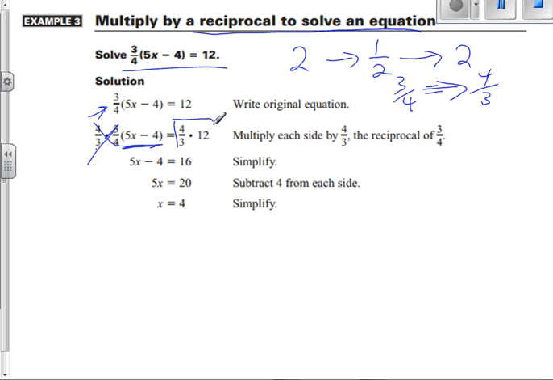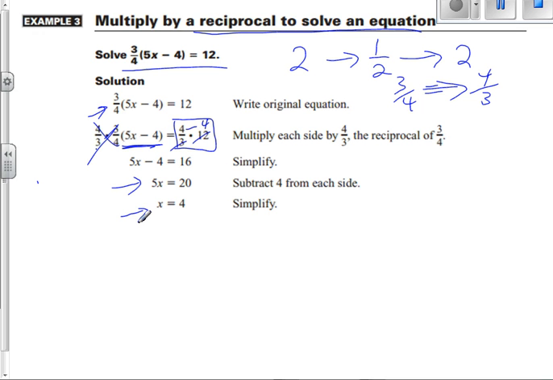And then I look at this piece right here. Well, I know that I can simplify before I actually multiply. So 3 and 12, I can simplify that to 4. 3 goes into 12 4 times, and then 4 times 4 right there would be 16. All right, and then you're adding 4 to both sides would be 5x is equal to 20, and then divide both sides by 5, and you find out that x is 4.